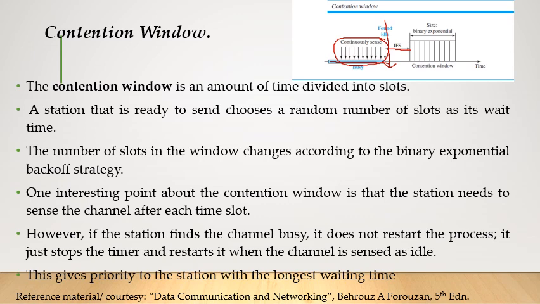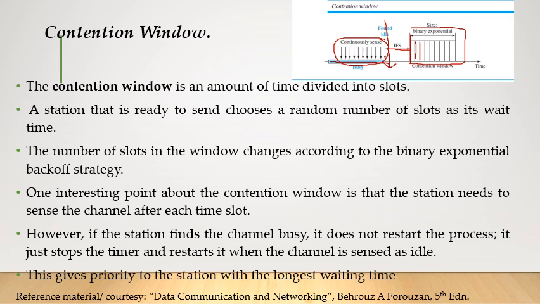Even after IFS, we wait for this contention window. As I said, this is that contention window. This means I am dividing this contention window into some time slots. You can see these lines here, no? These are the time slots. A station, after waiting IFS, should choose a random number of slots.